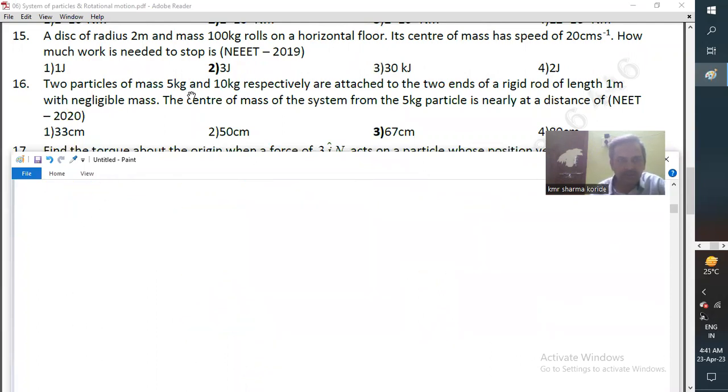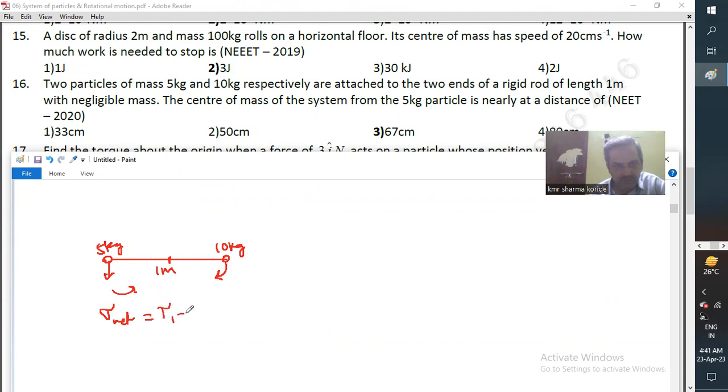Two particles of mass 5 kg and 10 kg respectively are attached at the ends of a rigid rod of length 1 meter of negligible mass. So you can understand, this is the rod. So here 5 kg, then here 10 kg. The center of mass of the system, the 5 kg particle is nearly at a distance of. So this is able to produce anti-clockwise torque, and this is able to produce clockwise torque. So the moment the net torque about the center of mass is 0.